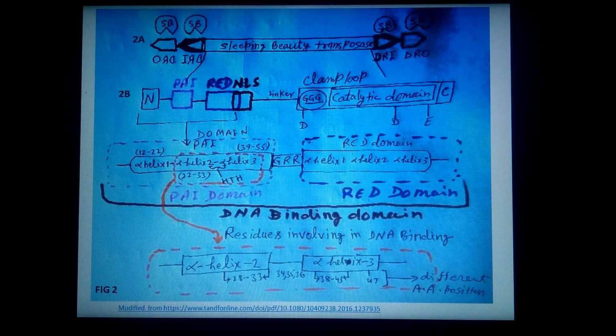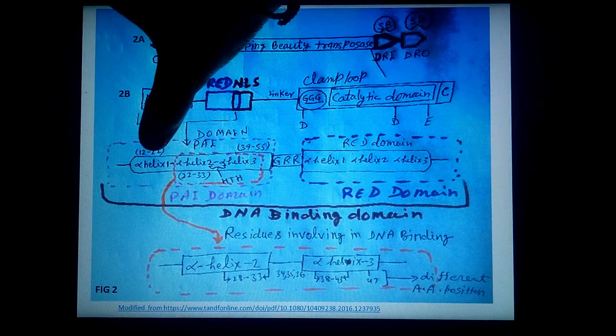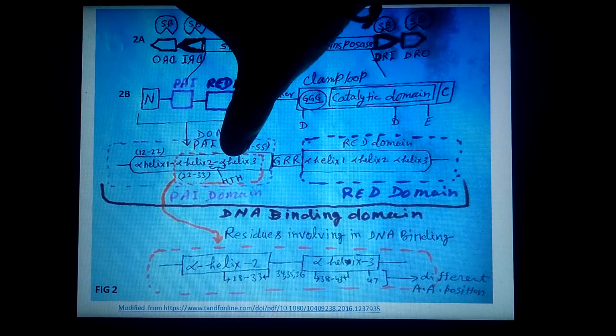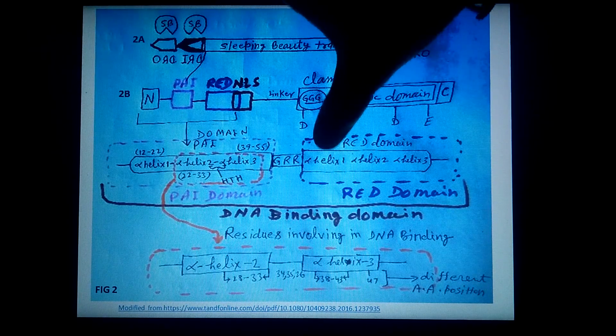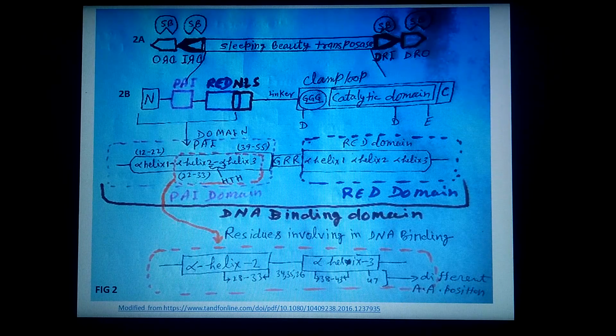The bipartite DBD consists of two subdomains, namely PAI (pi) and RED (red), connected by a linker, and shows similarity to the paired domain of the PAX transcription factor family. Both the PAI and RED subdomains are predicted to possess three alpha helices each: in the PAI domain alpha helix 1, alpha helix 2, alpha helix 3, and in the RED domain alpha helix 1, alpha helix 2, alpha helix 3.